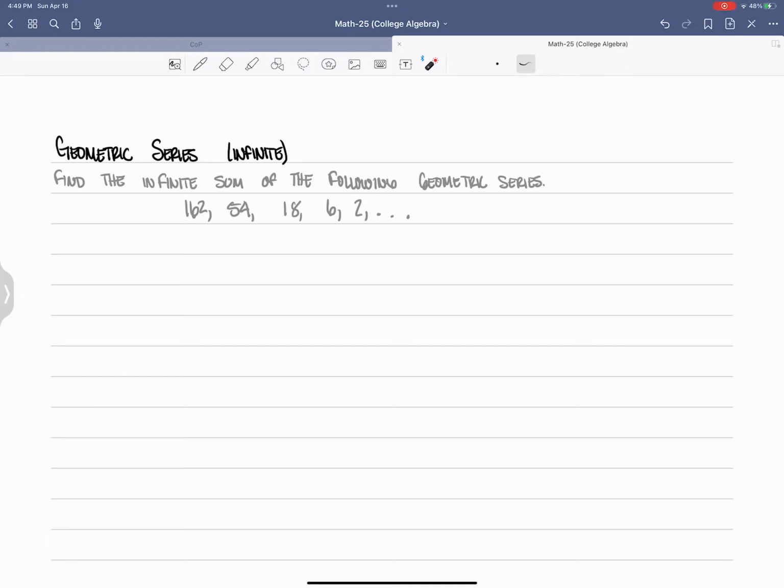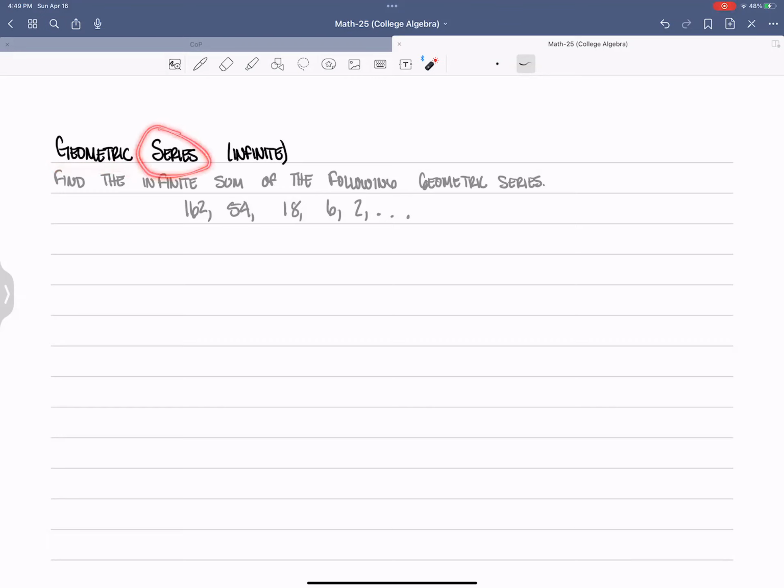Chapter 9, this video, we're going over geometric series, this time with an infinite series. So let's break these down. Geometric refers to the modality of the actual sequence, whether it has a common difference or a common ratio. This one has a common ratio.